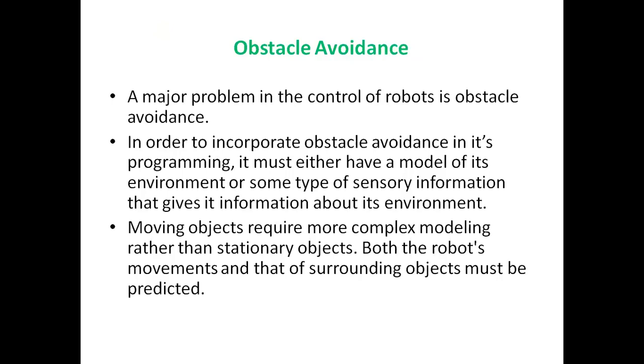A major problem in the control of a robot is obstacle avoidance. In order to incorporate obstacle avoidance in its programming, we must either have a model of its environment or some type of sensor information which gives information about its environment.